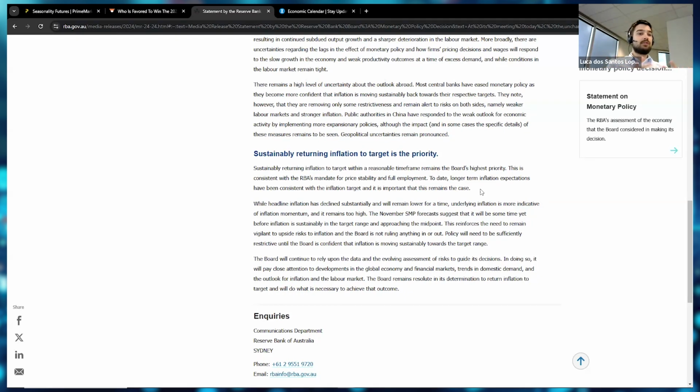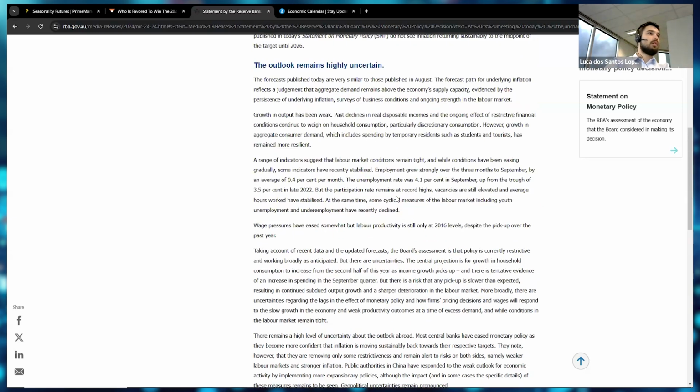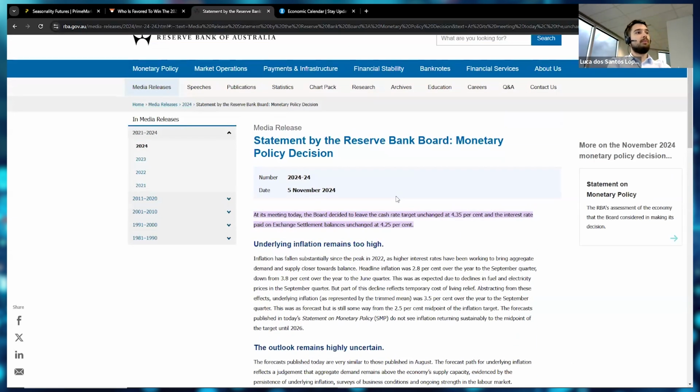Basically, we've seen so many incentives from the central bank giving stimulus to the economy, and now we've seen them not giving the stimulus to the economy anymore. So basically, they don't want the population to continue to spend. They took off the incentives from the society, and now they're reducing the actual stimulus of spending for the society. All right. So pretty much that was all for the statement by the Reserve Bank Board Monetary Policy Decision.